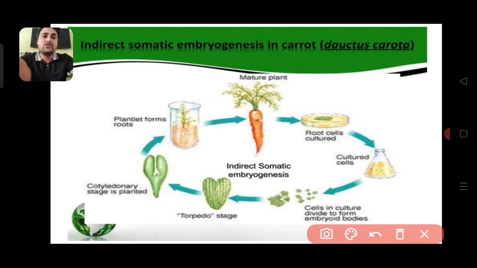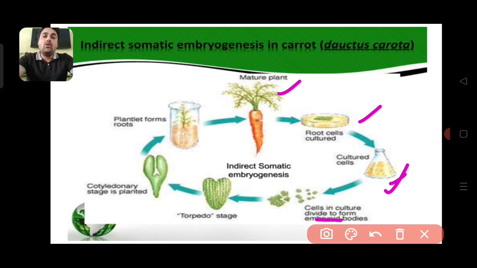Now this is your mature plant and we are going to use only its somatic parts, not any sexual part. So we have excised the root cells and we are going to culture them, and this is the place where we culture them. The cells in culture divide to form embryoid bodies.